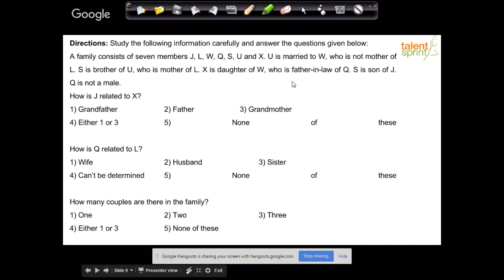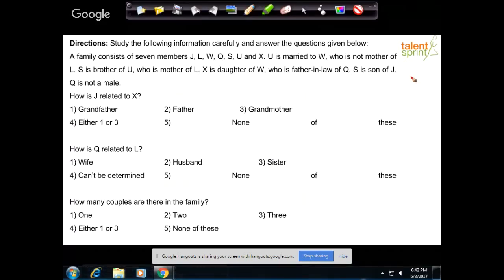Let's see. Okay. Now, this question is from one of my favorite topics in reasoning ability, a topic that we know as blood relations. Let's read the question. Study the following information carefully and answer the questions given below. A family consists of 7 members, J, L, W, Q, S, U, and X.